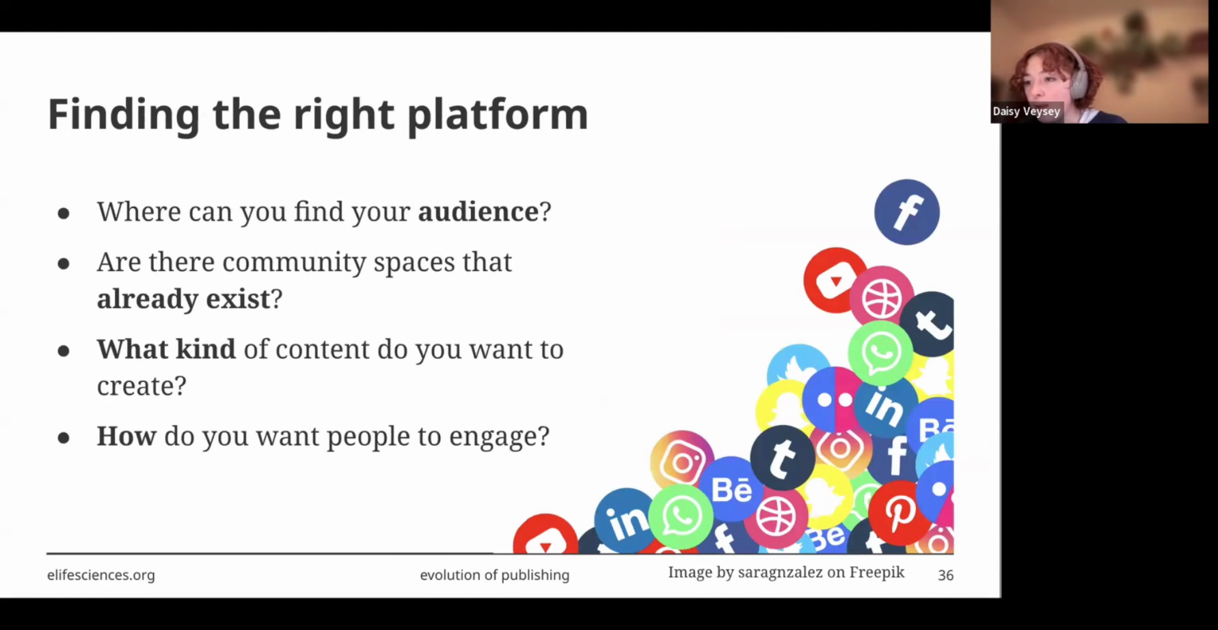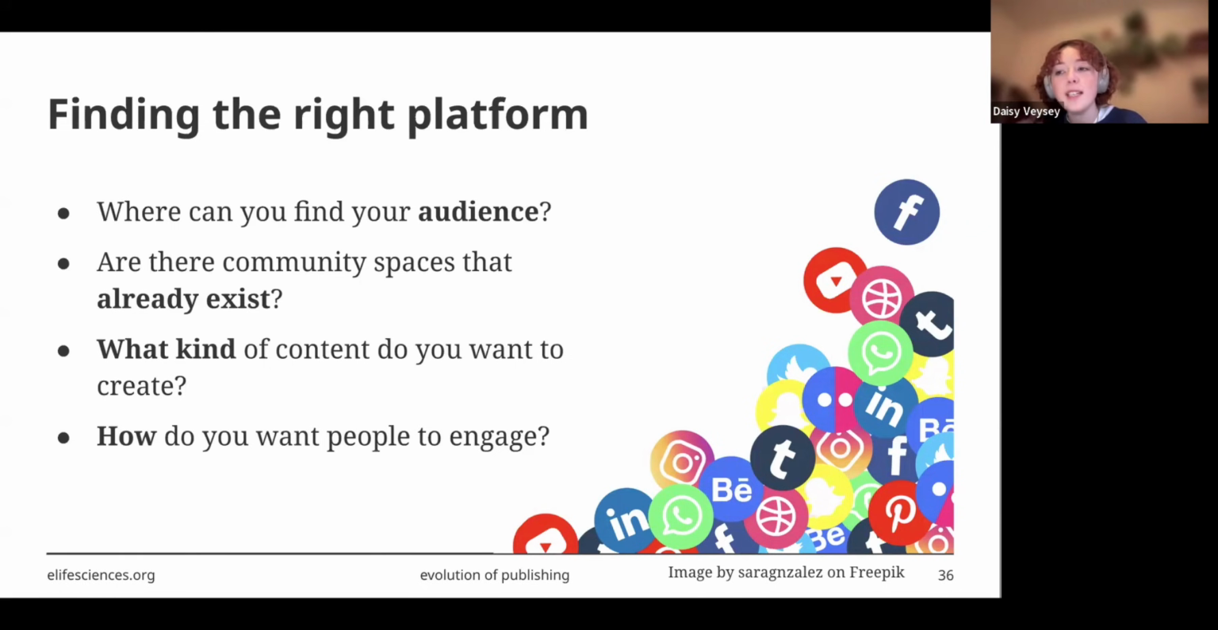Chances are you already have a social media presence, but if you're thinking of starting from scratch, how do you choose where? Again, look at where your target audience is most active. There's loads of demographic information for free online if you just Google it. Are there any community spaces that already exist? Maybe a subreddit, a Facebook group, individual accounts, popular hashtags like ECR chat. Take some time to familiarize yourself with the features of each of these platforms. See if there's one that best matches the way that you actually want to communicate already.